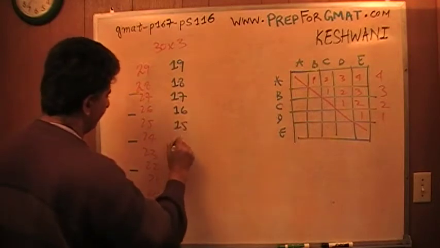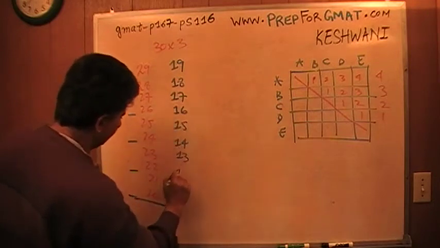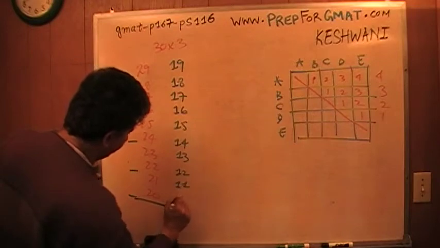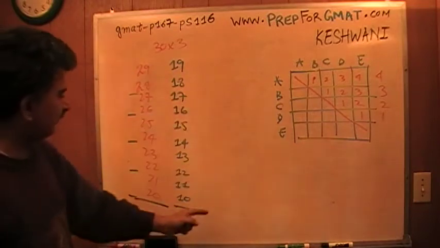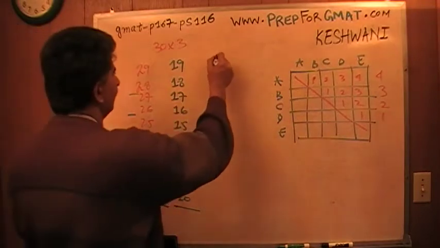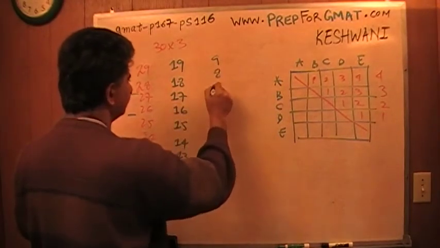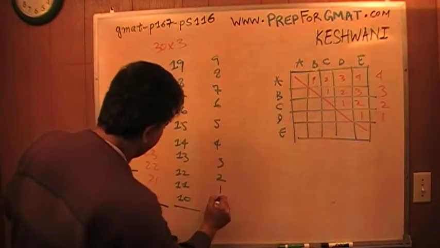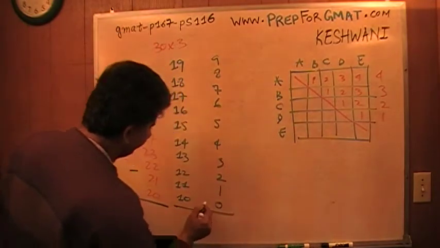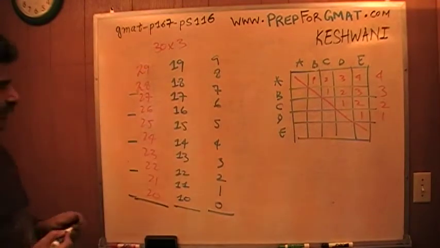16, 15, 14, 13, 12, 11, and 10. There are 10 entries in this one. And similarly, I'll have 10 more, all the way up to 1. 9, 8, 7, 6, 5, 4, 3, 2, 1, and 0. The 0 is this guy right here.